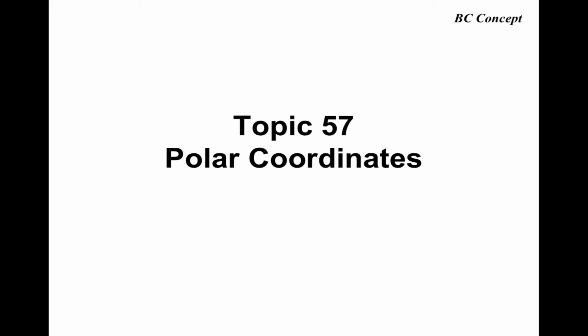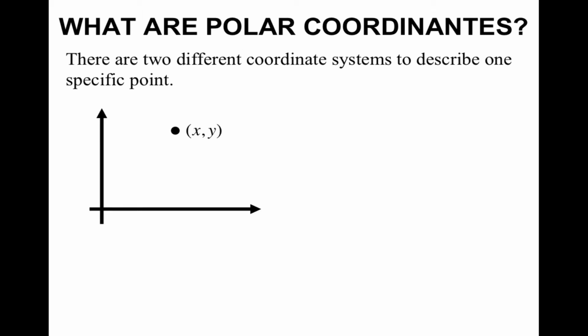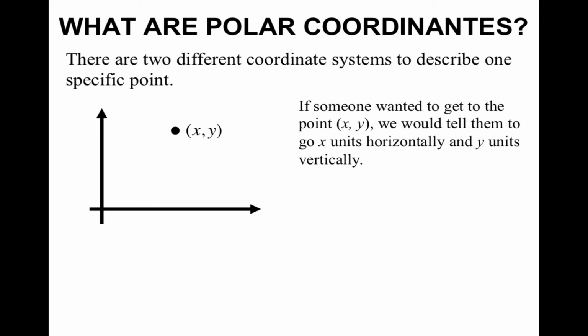Hey calculus class, today we're going to learn topic 57, polar coordinates. So what are polar coordinates? There are two different coordinate systems to describe one specific point. The one that we're most comfortable with is of course the x, y coordinate system, the Cartesian coordinate system.